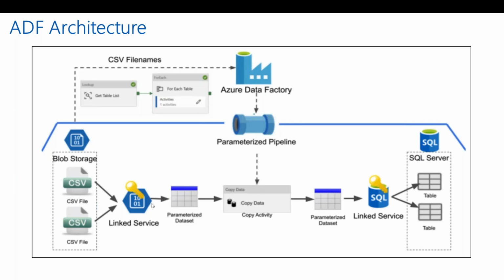For that, we have a linked service. The source is a blob storage account. Using the linked service, we are connecting to the CSV files to bring the data. This is the copy activity, and the target is again a SQL database, where we load that data. So here we are using two datasets, two linked services, one activity, one pipeline. These are the activities.